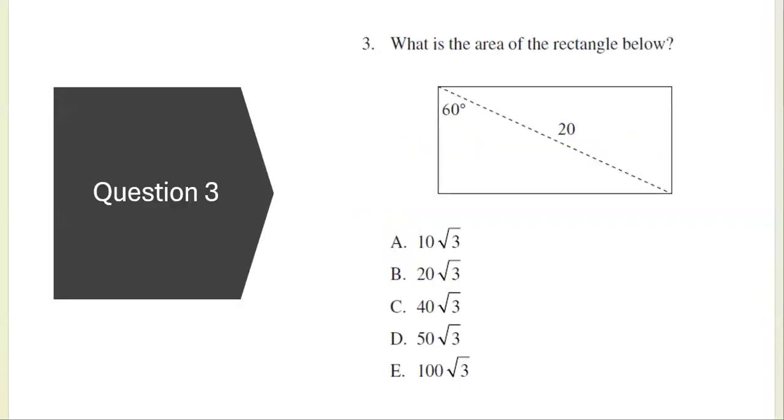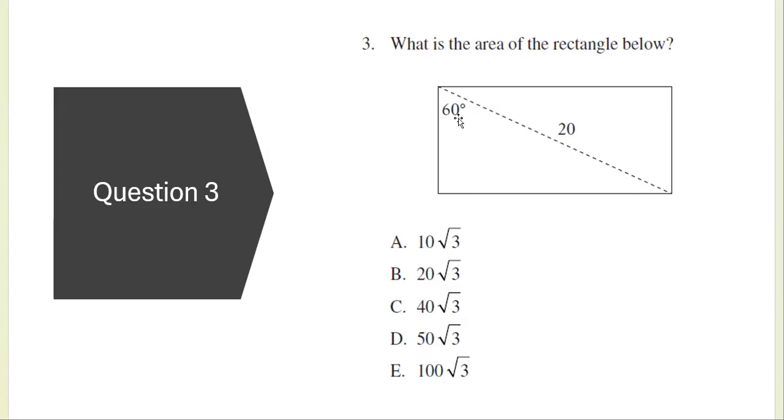Number 3, what is the area of the rectangle below? Okay, so area is base times height for rectangles. Do we have the base? Do we have the height? We don't. This is the base. This is the height. We've got to find them. This angle over here is 90 degrees. That's just by definition for a rectangle.